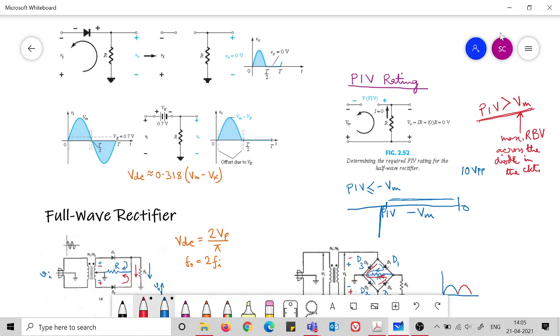Okay, so PIV should be greater than or equal to this particular maximum reverse bias voltage across the diode in a circuit. So what do we need to calculate to obtain the PIV? You can calculate from the circuit the maximum reverse bias voltage across the diode when it is in operation in the circuit. So this voltage is actually the PIV rating. So the PIV must be more than this voltage. Okay, that is what we say in engineering terms.